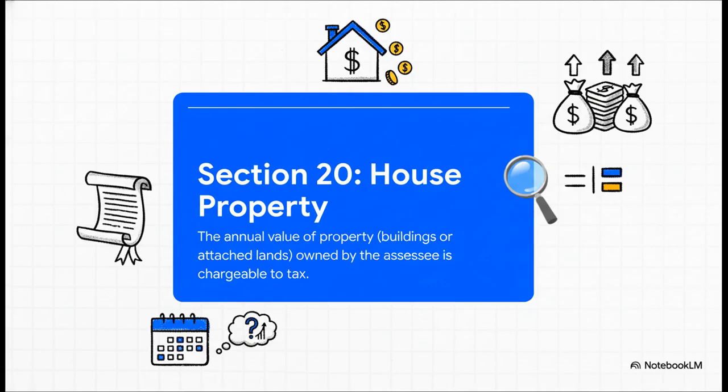Okay, so what does the law actually say? It says the tax is charged on the annual value of the property. Now, this is a super important point. It's not necessarily about the actual rent you pocket, but about the property's potential to earn income, its annual value. This is the entire basis of the calculation. So the first thing we always need to figure out is this annual value.